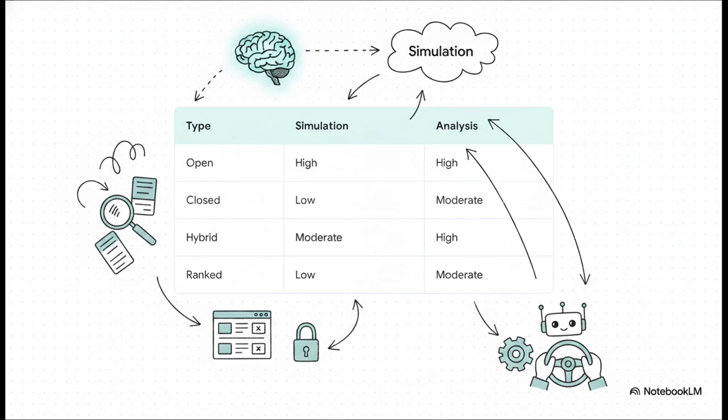Look at that top row for open sorting. AI use is high for both simulation and analysis, but if you scan down to closed or ranked sorting, simulation drops to low. Why? Because you've already defined the parameters. Understanding this matrix is absolutely key to knowing when to lean heavily on your AI copilot and when you need to grab the wheel yourself.